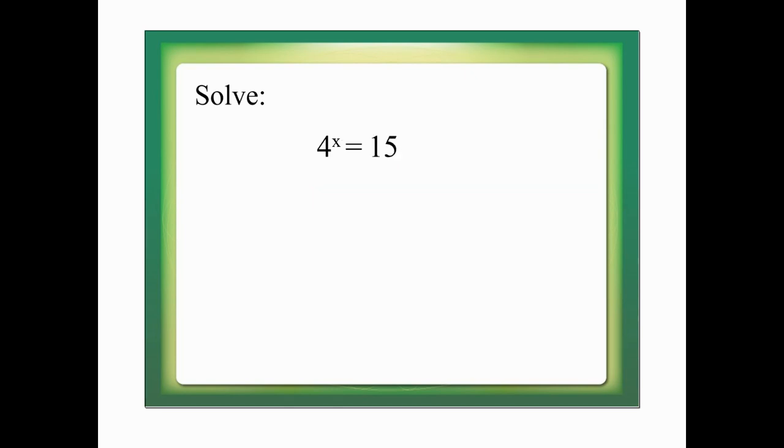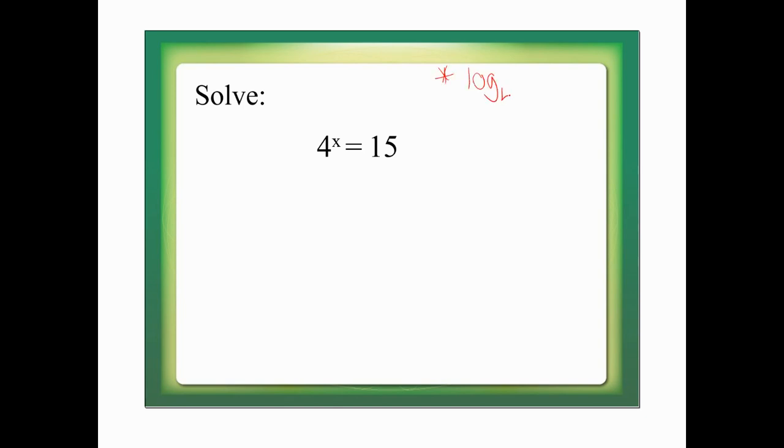Now, this is a very similar problem. However, if you look at it, 4 and 15 do not have a common base. 15 cannot be rewritten in any exponential form besides itself, 15 to the 1st. So how might we solve this? Well, if we solve something like x plus 1 equals 2, we do the inverse. So here, to do the inverse of an exponential, we're going to use our logarithmic property.